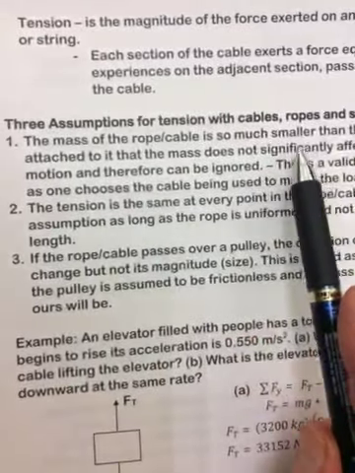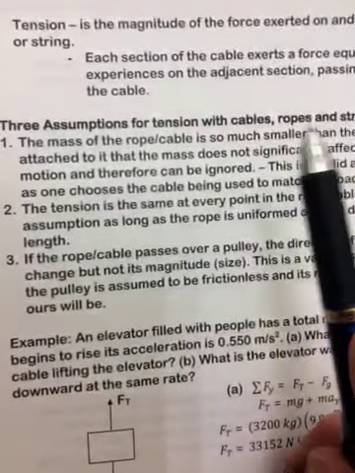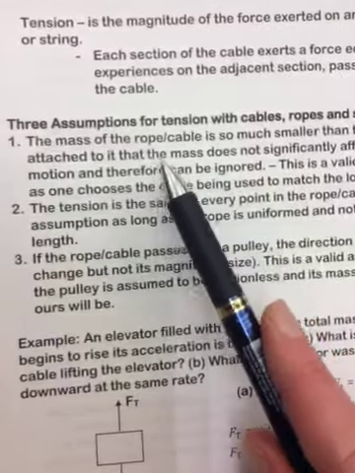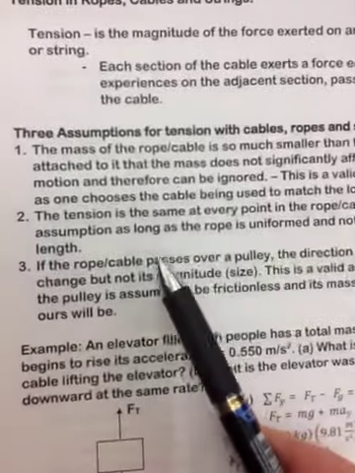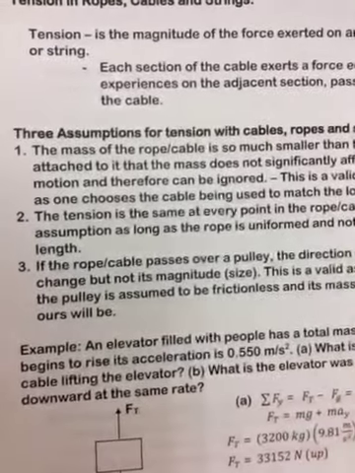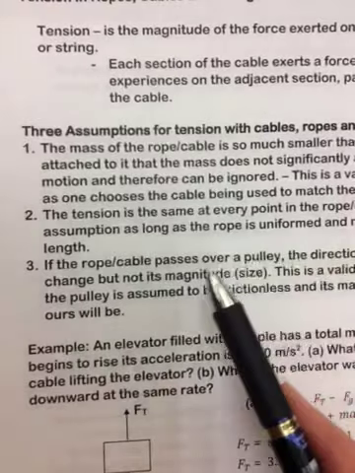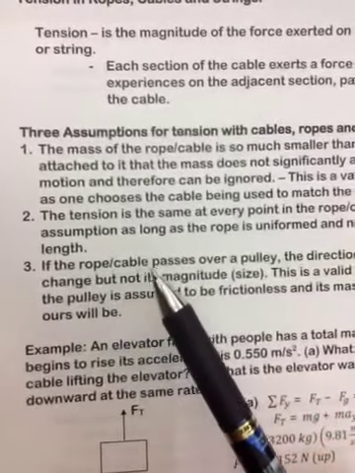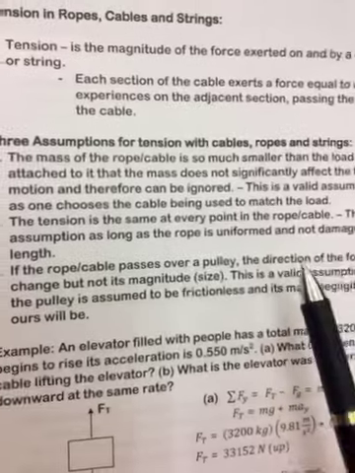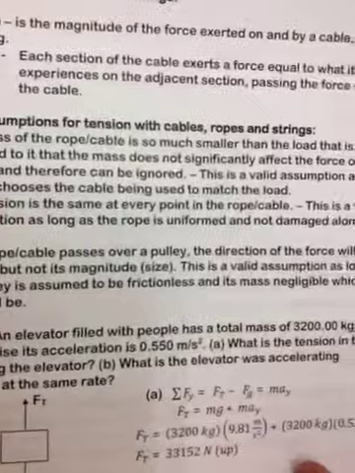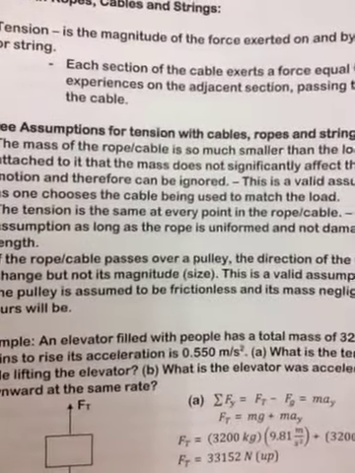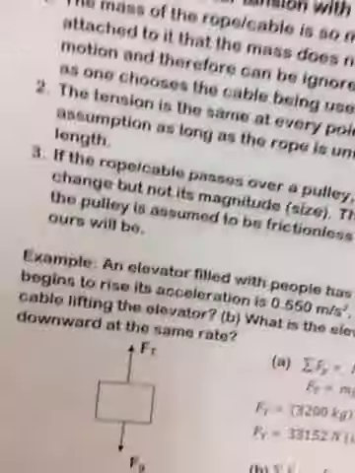One, that the mass of the rope was so small it did not significantly affect the motion and could be ignored, and that's good as long as you pick your rope wisely. The second one, the tension is the same at every point, and that is true as long as the rope is uniform and not damaged. And the third one, if the rope or cable passes over a pulley, the direction of the force will change but not the magnitude, and that is a valid assumption as long as the pulley is assumed to be frictionless and its mass negligible. So we're going to start with easy ones before we get to multiple masses.